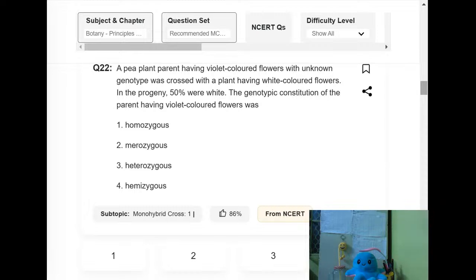A pea plant parent having violet color flowers with unknown genotype was crossed with a plant having white color flowers. In the progeny, 50% were white. The genotypic constitution of the parent having violet color flowers is heterozygous.